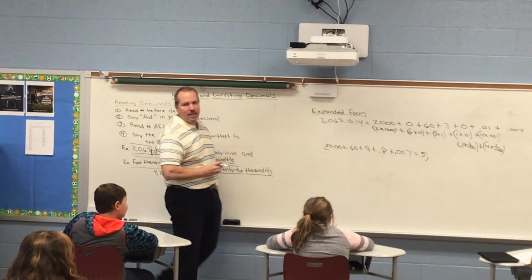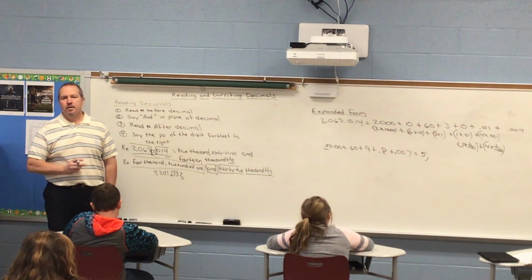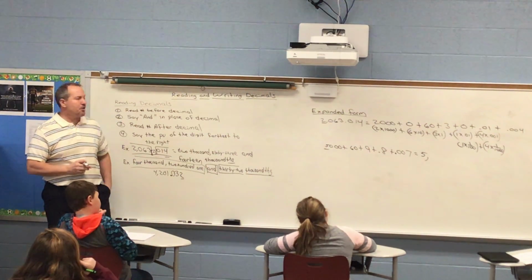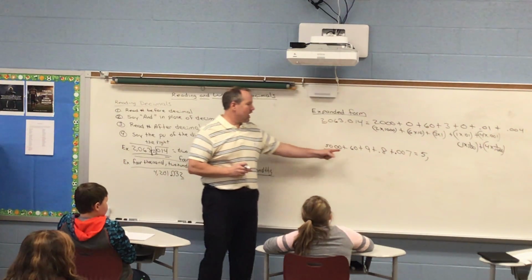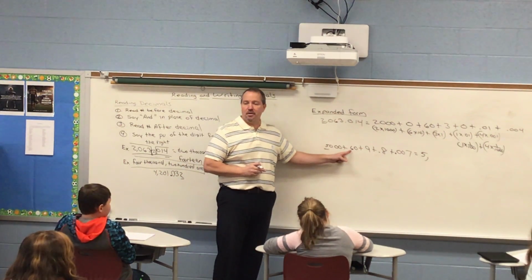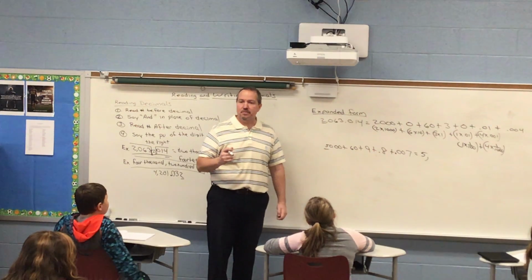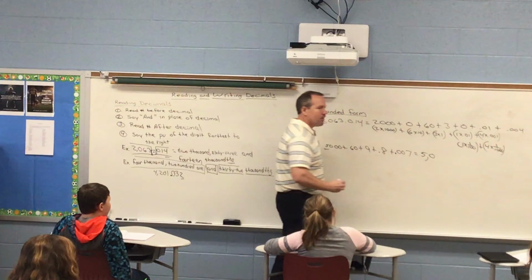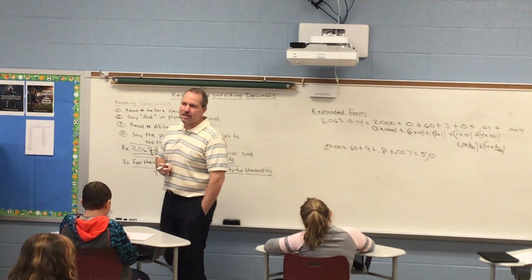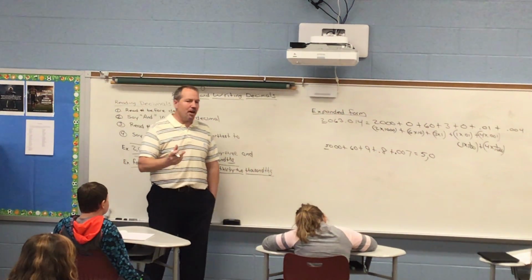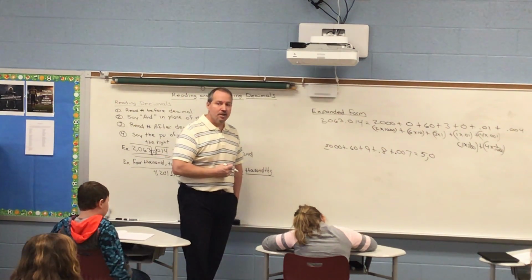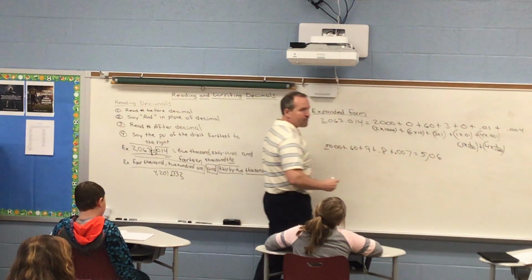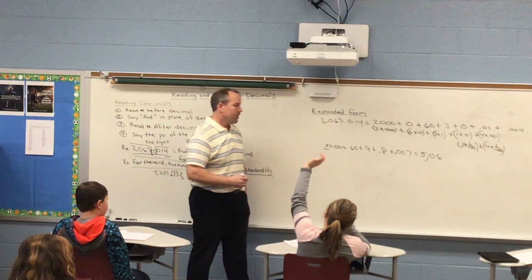After the 1,000 comes what place value, Cody? 100. Is this 6 in the hundredth place? No. So what goes in the hundredth place? A 0. Okay, a lot of times people will forget to put that 0 there. After the 100 now comes what place value, Cody? And what's going to go in the 10th place? A 6.